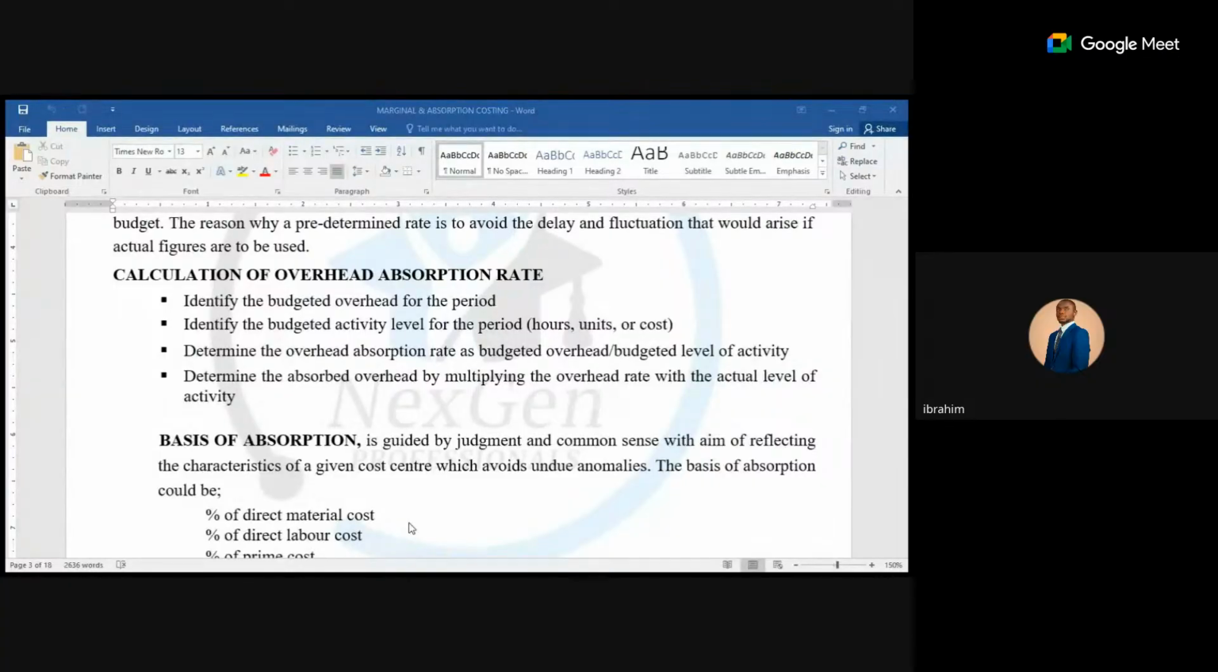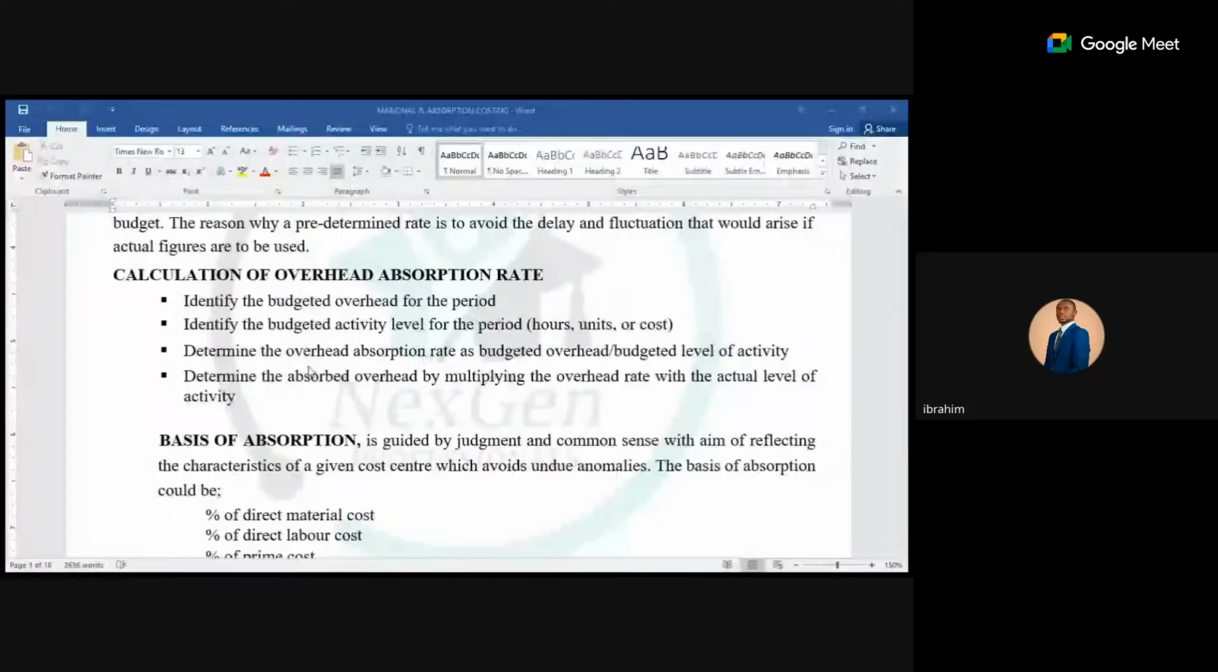Next, identify the budgeted level of activity. It could be machine hours, units produced, labor hours, or percentage of prime cost. Then determine the overhead absorption rate, the OAR, which is overhead per one, that is cost per one. It will now be what?